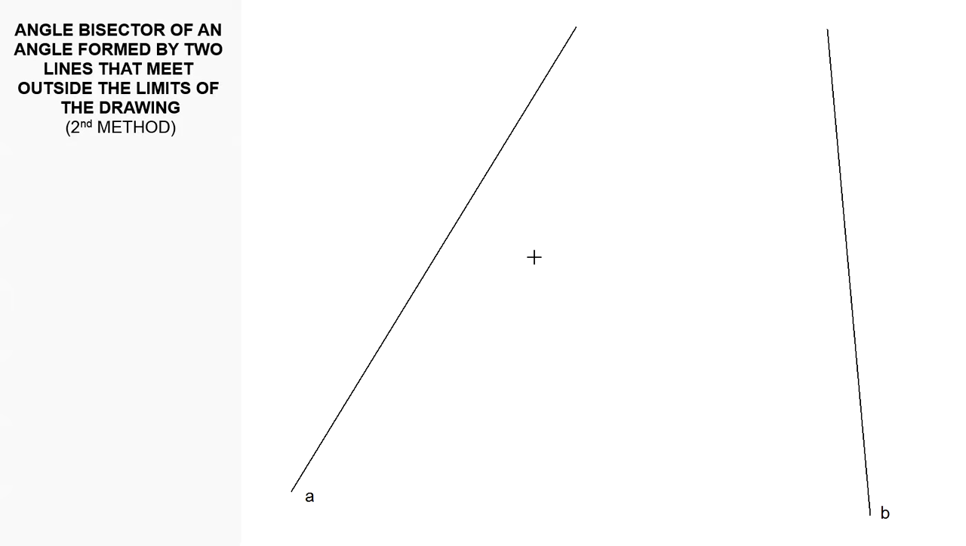In this exercise we're going to draw the angle bisector of the angle that these two lines form when, as we can see here, they meet outside the boundaries of the drawing area, which means that we cannot use the method that we have already seen.